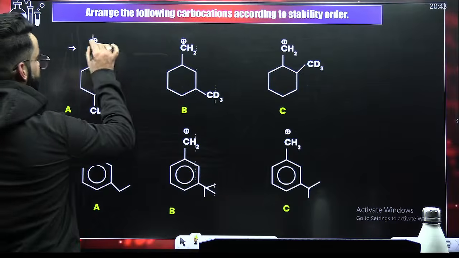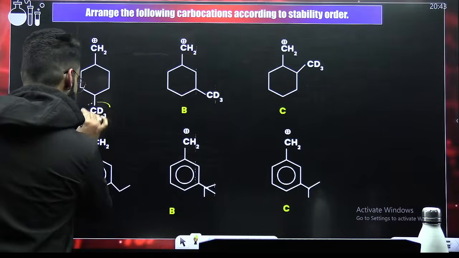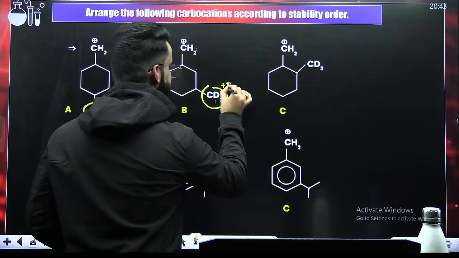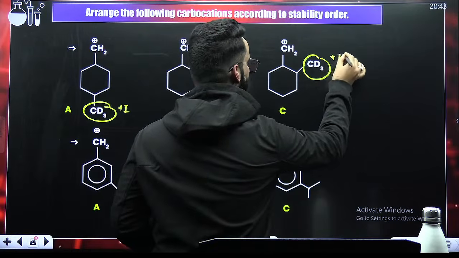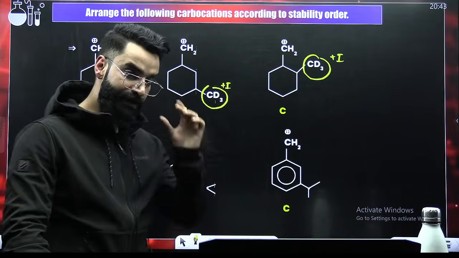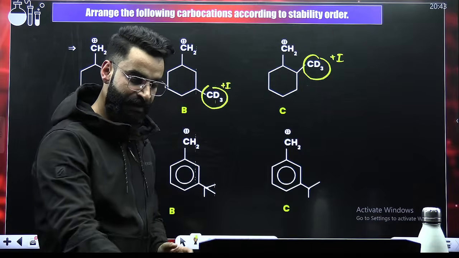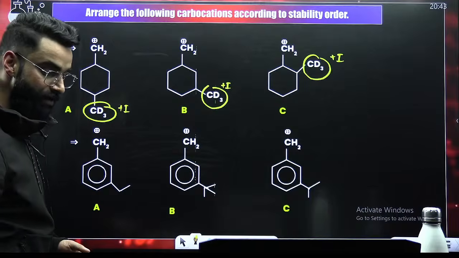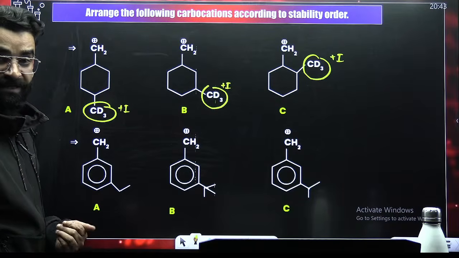All right, carbon positive. Here you have got CD3, it shows plus I. All are electron donating groups. Electron donating groups stabilize the carbocation.